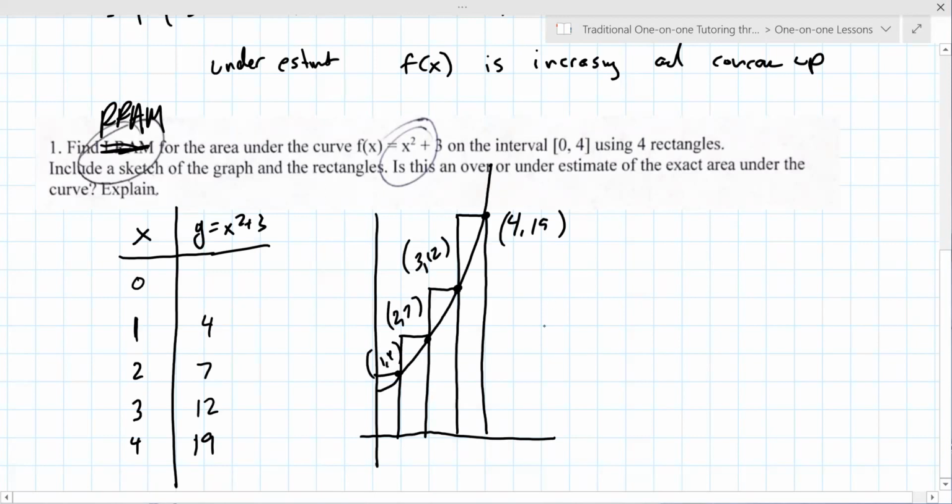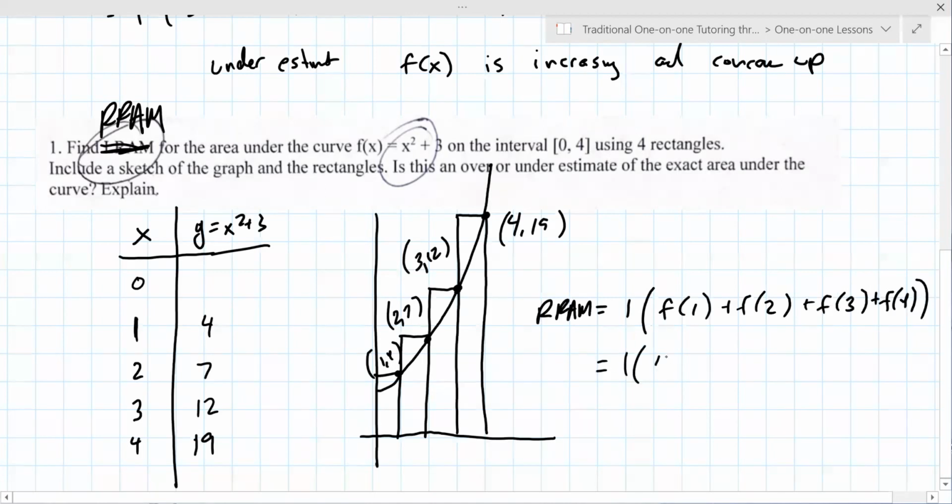Okay. So then your RRAM is your delta x, which is the same again, times f of 1 plus f of 2 plus f of 3 plus f of 4. So it's 1 times 4 plus 7 plus 12 plus 19. 23, 42. And this of course would be an overestimate. Okay.